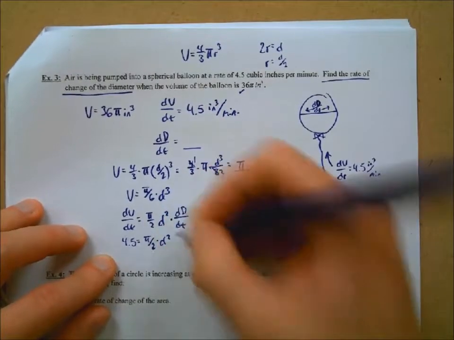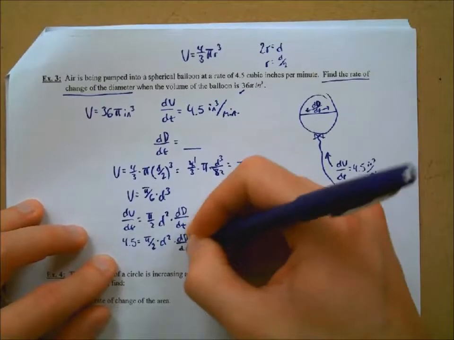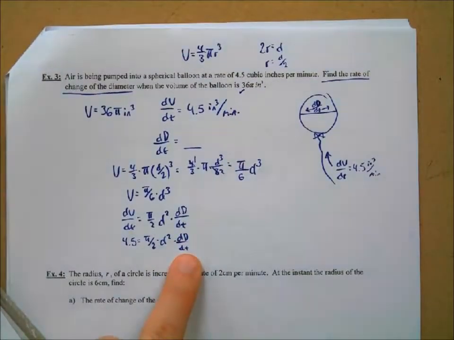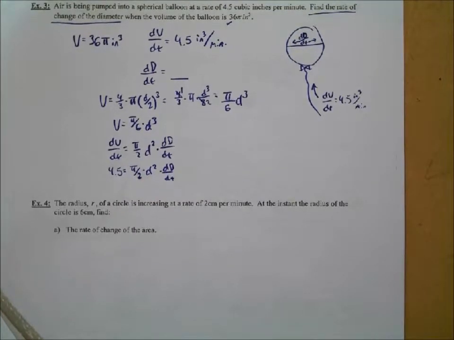We don't have a diameter, and we're trying to solve for dD/dt. Right, so this is what we're trying to solve for. But we have a problem here. We have another variable whose value we don't know, and we weren't given. We weren't given the value of the diameter of the balloon. But what can we do? Yes, Sean?